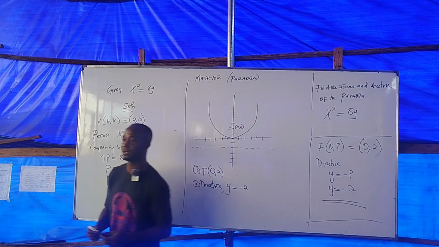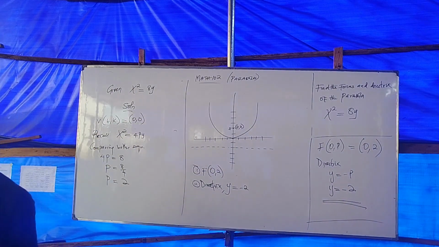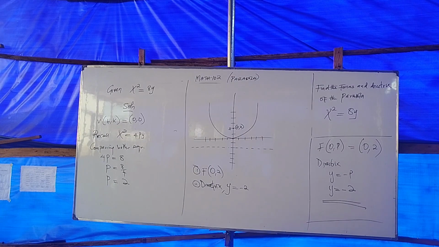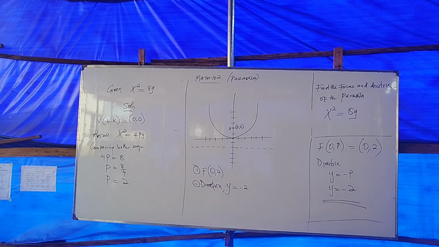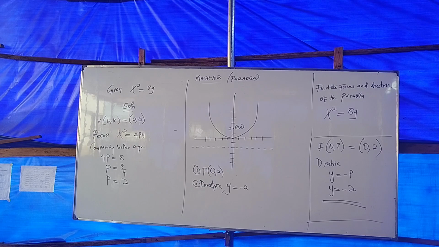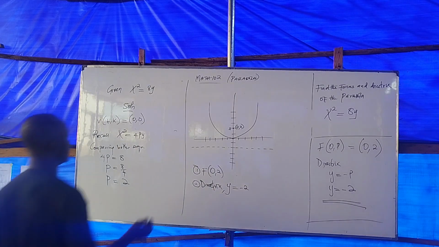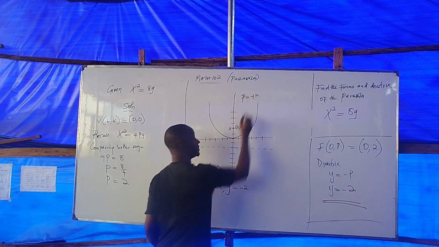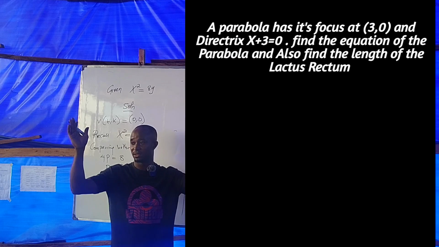So which one do you prefer, the graph or the formula? Both of them are good, but if you're using the formula, don't make a mistake. In the formula, we have y is equal to minus p. Now, your p value here is positive, because the parabola is enclosing positive y.